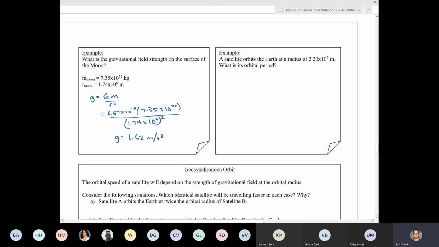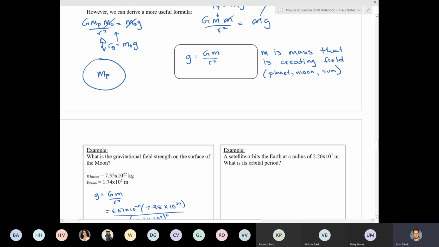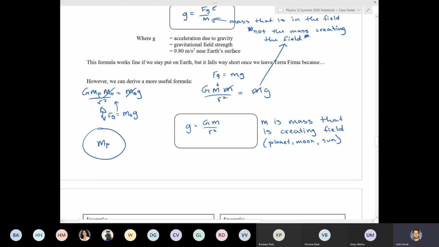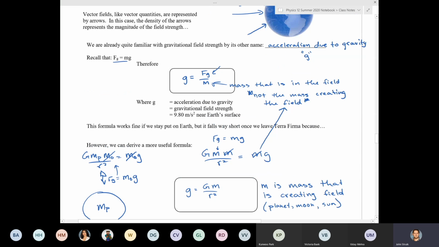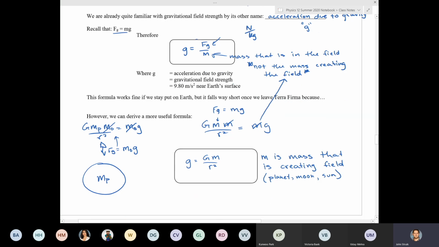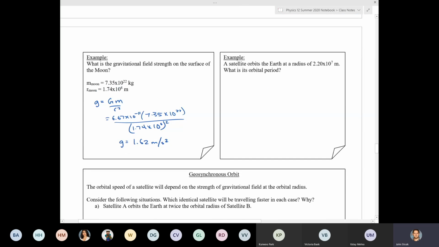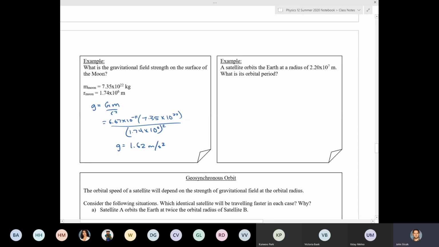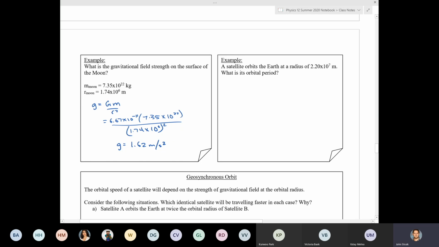Any other questions before we keep going? If you look at this formula here, another way of expressing the units of g is newtons per kilogram. I know some of you are doing that already, but it's force of gravity over mass, so it's newtons over kilograms. So let's talk about the next example.